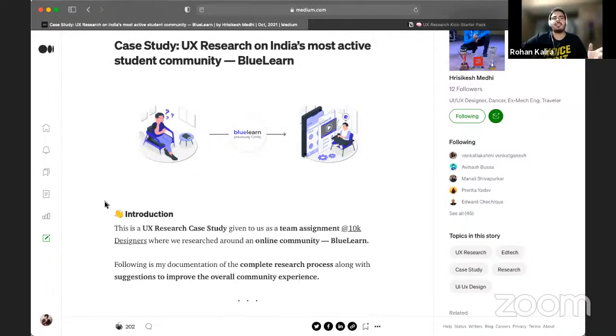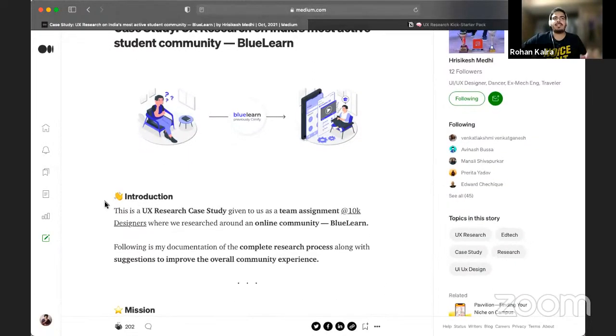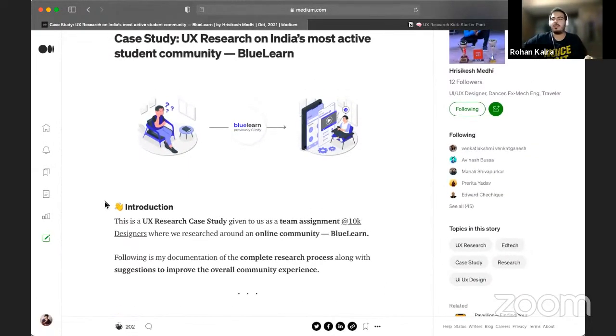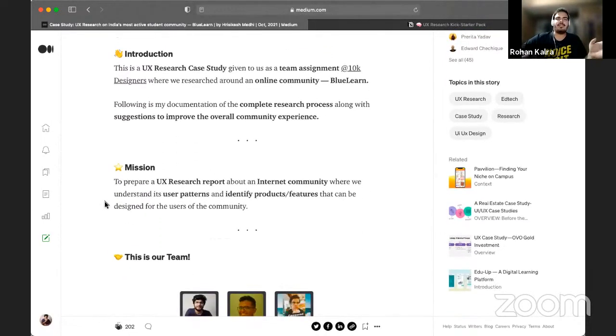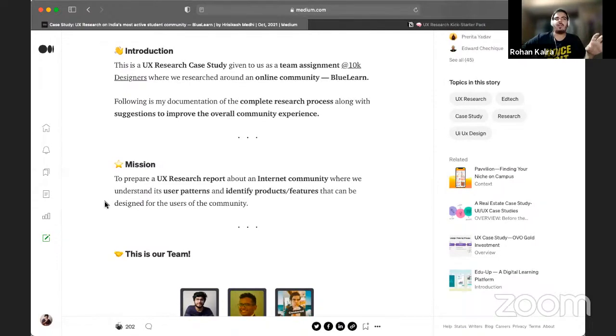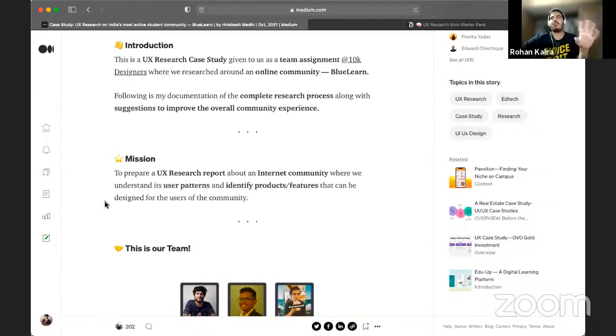So first, introduction. As Viraj also said, this was a UX research case study given to us as a team assignment of 6 people at 10K Designers, where we had to research around an online community. One thing, this research we did in the end weeks of September, and the article was published somewhere around the first weeks of October. So you might see some changes on BlueLearn Discord compared to when we did the case study, because we did it at the September end week, right?